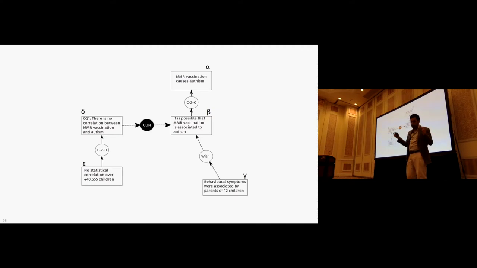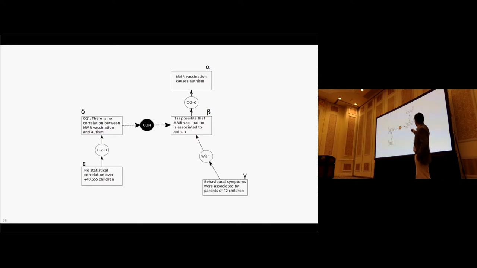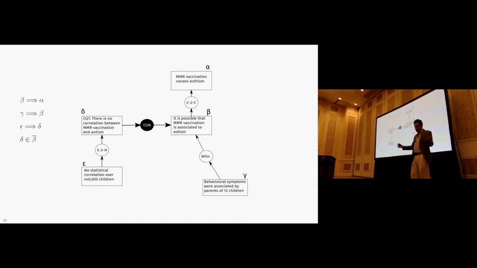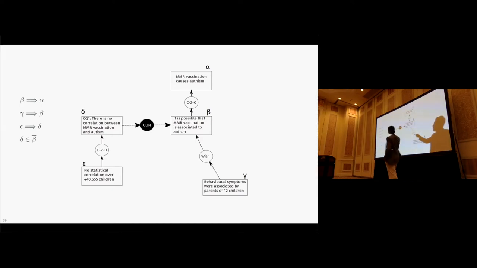In essence, we transform each information node into a propositional language. So we no longer look at what is inside here. This is just alpha. This is becoming beta. This becomes gamma, delta, and epsilon. And we forget about what is written inside. Because at this point, we can just create rules for ASPIC+. So here we have beta defeasibly implies alpha. Gamma defeasibly implies beta. Epsilon defeasibly implies delta, and then delta is part of the contrariness for beta. So delta contradicts beta, but beta does not contradict delta.